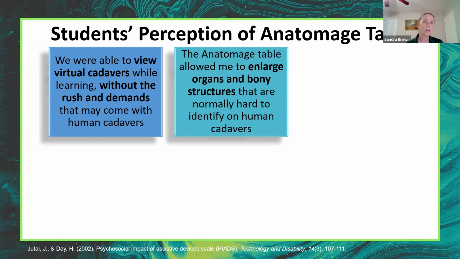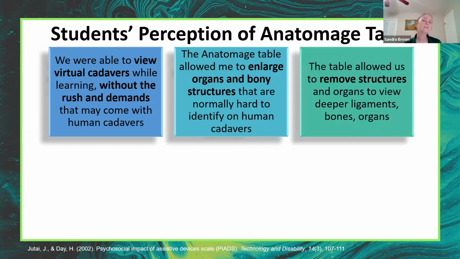What they liked about the table was that it allowed them to enlarge organs and bony structures that are normally really hard to identify on the actual size cadaver. When you're not leaning over and trying to dig, they would blow things up and make them really big. They liked that they could remove structures to really dig deeper into the structures and the ligaments and the bones, or move things out of the way without doing any damage to the tissues or underlying structures. They could just cut things out and take a peek.